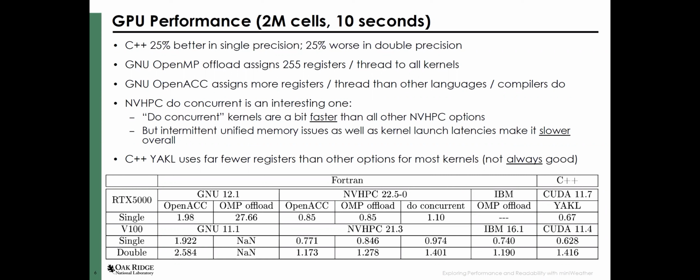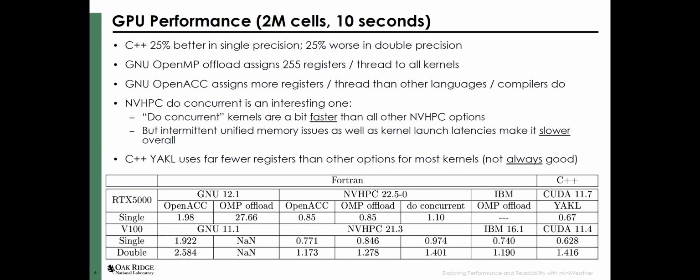And finally, I'll just say C++ YAKL code uses far fewer registers than all of the other options in Fortran. Again, that doesn't always mean better performance. You really want to use registers because they're necessary for floating point computations, and they are quite fast if you can leave data in them, but you don't want to use too many. But that was an observation that I've noticed that may have some impact on the performance.